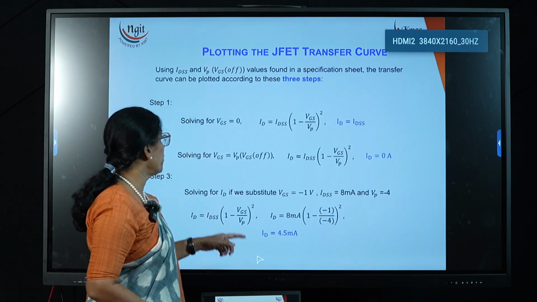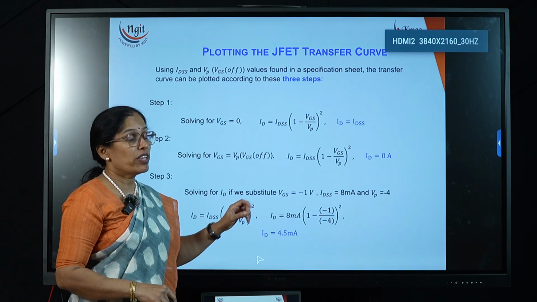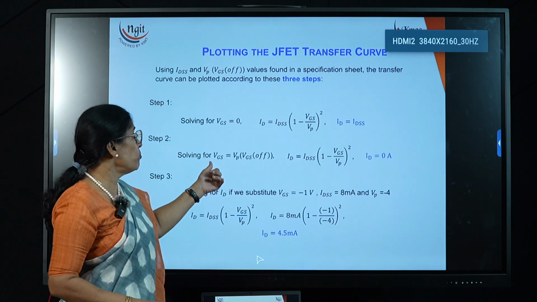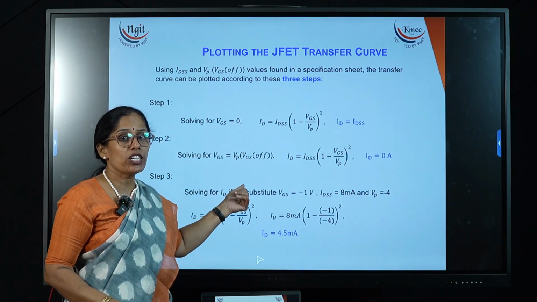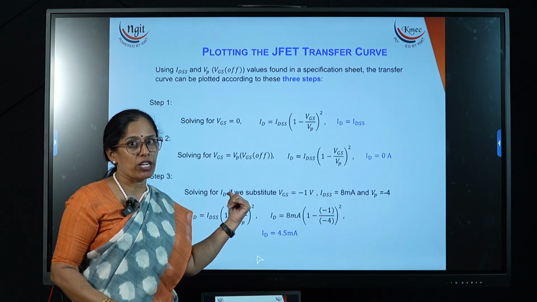Now what happens if VGS is equal to 0? If the input voltage is 0, then we get the maximum current. ID is equal to what? IDSS. If the input voltage is equal to the cutoff voltage, then the ID value is 0. That we have already just now analyzed from the graph also.